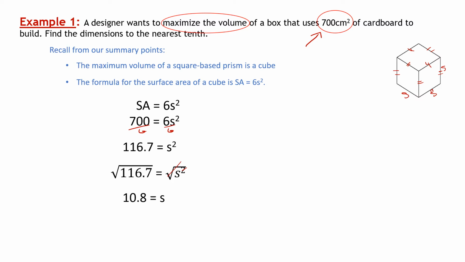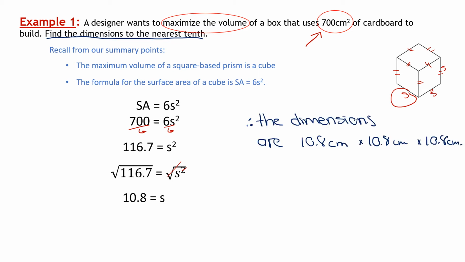So we get 10.8. Now, what does that mean, that 10.8? 10.8 equals s. Remember what s is over here in our picture? There's our s. So if 10.8 is s, let's make sure we're answering the question properly. The question said, find the dimensions to the nearest tenth. So now I can write a sentence, a therefore statement. Therefore, the dimensions are 10.8 centimeters by 10.8 centimeters by 10.8 centimeters.